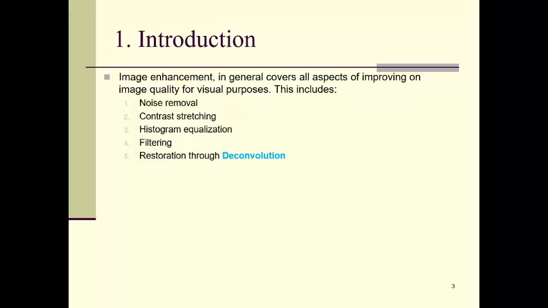The techniques that were used, if you remember, we have used histogram equalization, we have used some sort of filtering, and in this chapter we will see how we can make the restoration, how we can make the enhancement using the deconvolution. Okay?